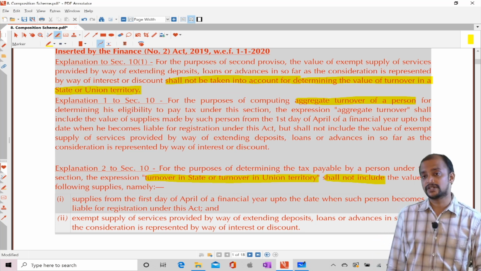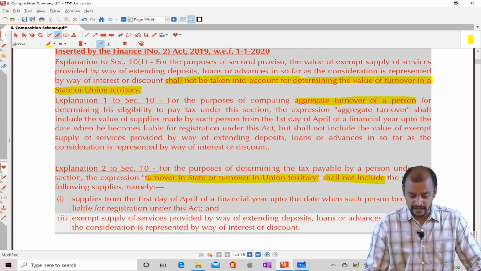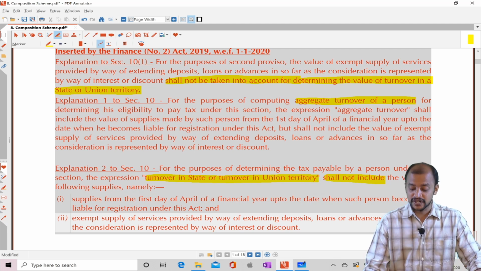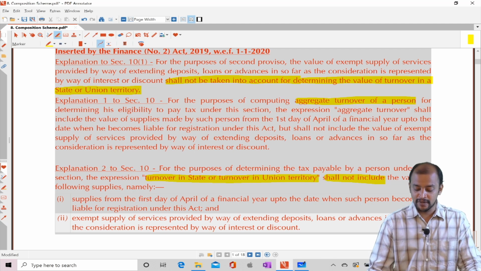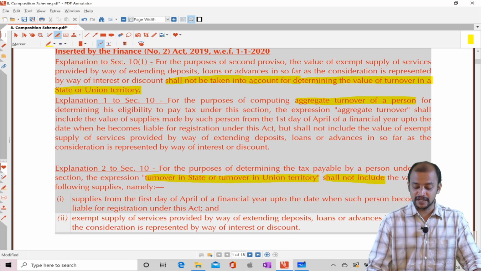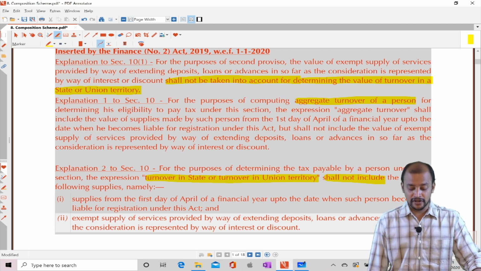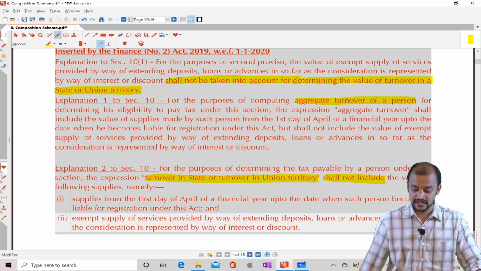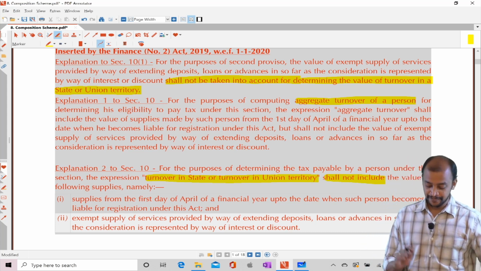Now looking into explanation 1. For the purpose of computing aggregate turnover of a person, for determining his eligibility to pay tax under this section, the expression aggregate turnover shall include the value of supplies made by such person from the first day of April of a financial year up to the date when he becomes liable for registration under this Act, but shall not include the value of exempt supply of services provided by way of extending deposits, loans or advances insofar as the consideration is represented by way of interest or discount.